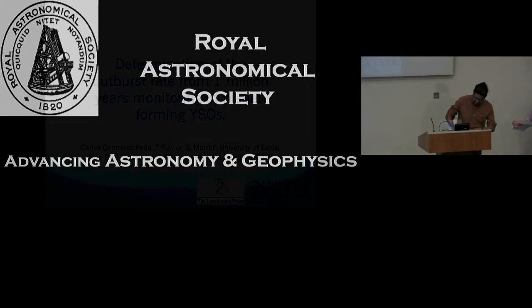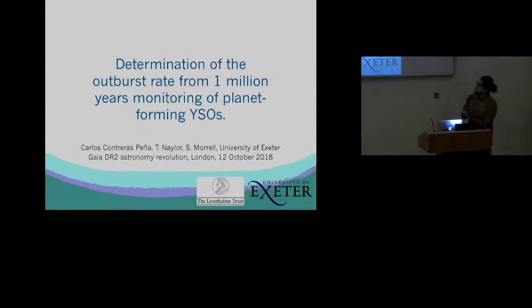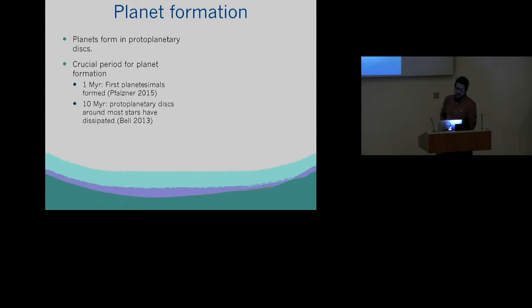Okay, so I'm here to talk about the work I've been doing at the University of Exeter with Tim Naylor, trying to determine the outburst rate from 1 million years of monitoring of planet-forming YSOs. We're trying to link the variability of young stellar objects with processes of planet formation.